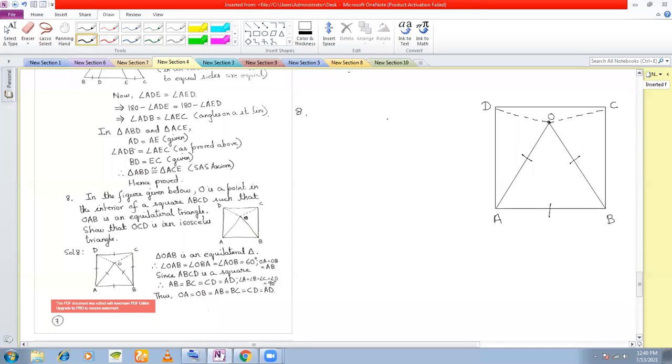Show that OCD is an isosceles triangle. Which triangle is OCD? This triangle that you see with two dotted sides. You need to show that this is an isosceles triangle. That means this triangle has two sides equal. That is what you have to show. Okay, so how do we start?